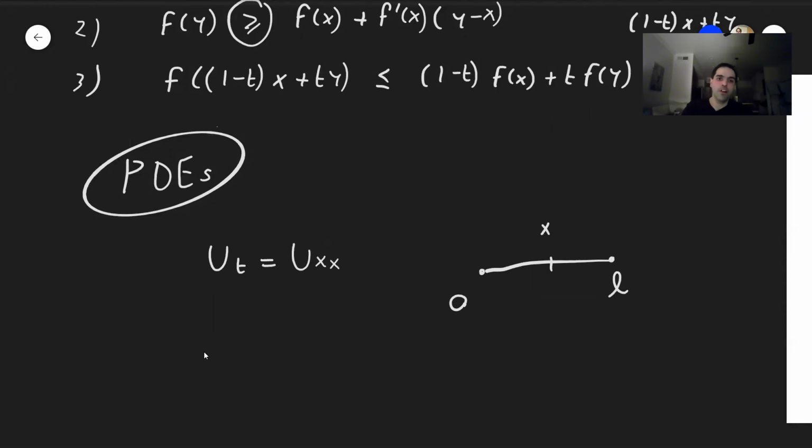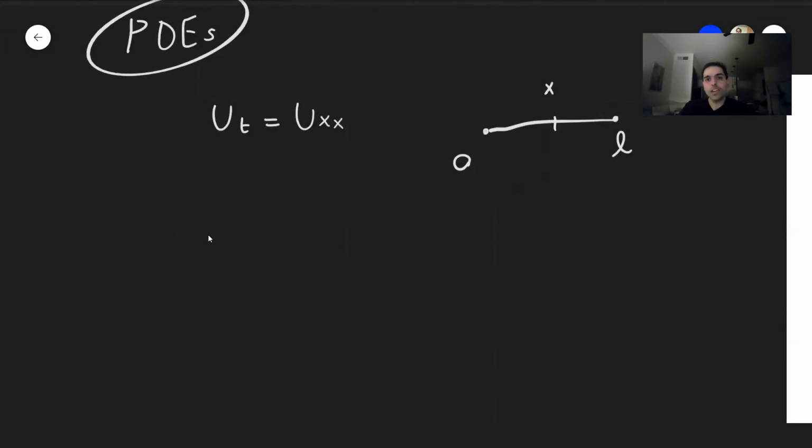So something very powerful. And what we would like to ask ourselves is, well, there is uniqueness of solutions, but is there backwards uniqueness?